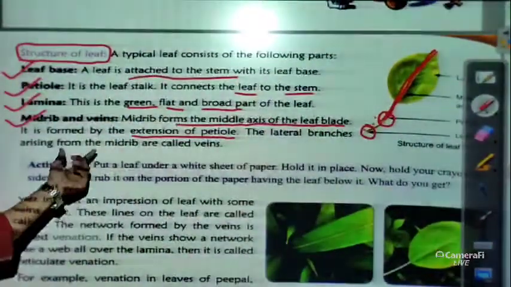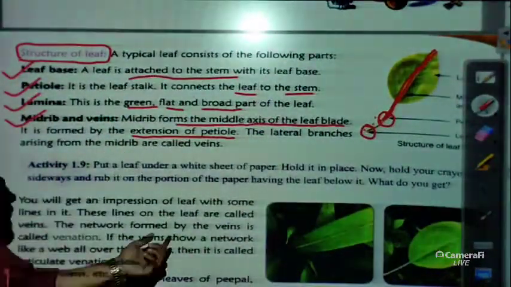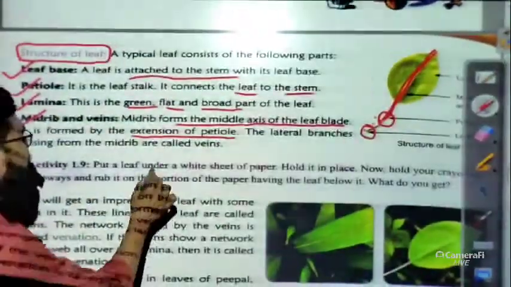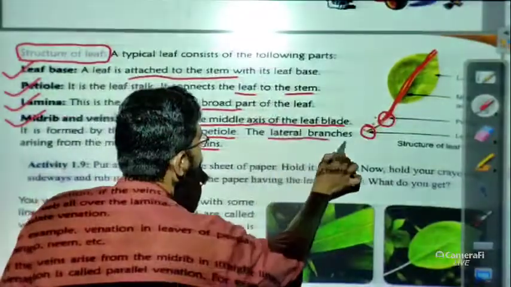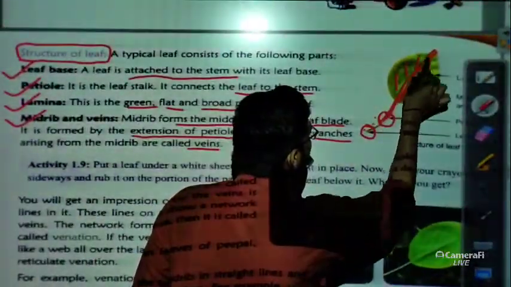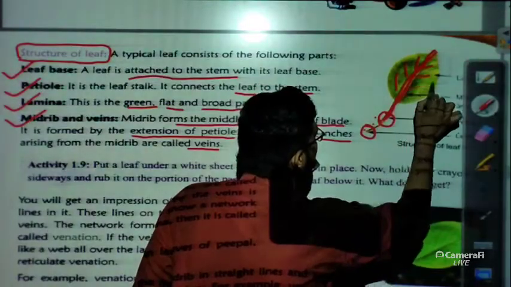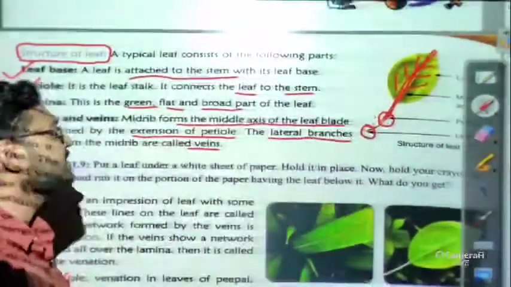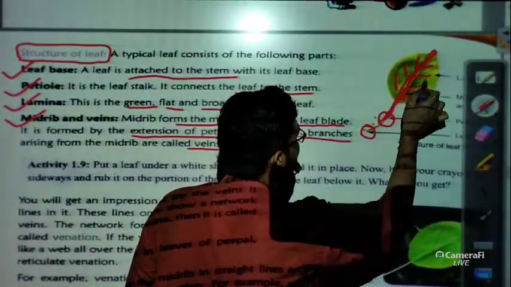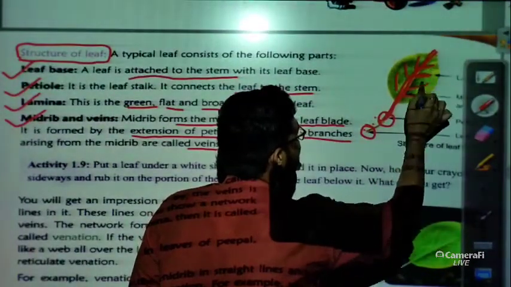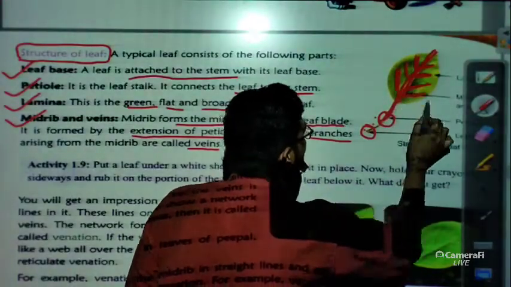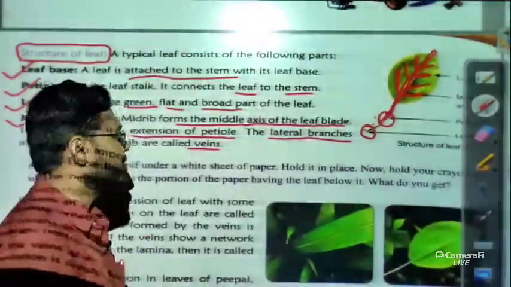So midrib is the extension of the petiole, we can easily see, and the lateral branches arising from the midrib are called veins, okay. So veins are the lateral branches. Lateral branches means you can see here this kind of structure, you can easily find out. So these kinds of structures on both sides of the midrib, we call them veins, okay.